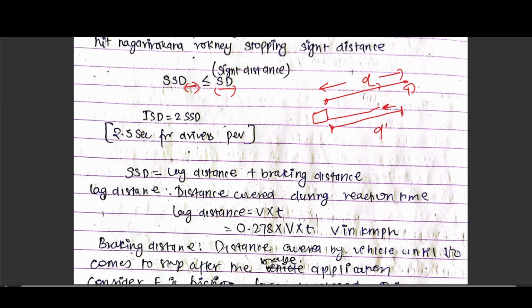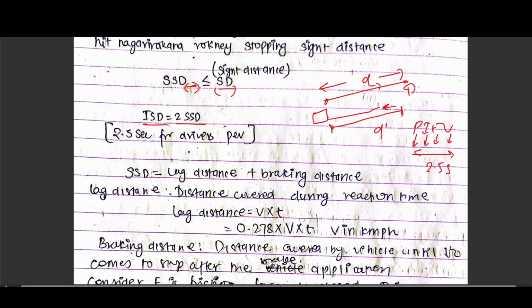All right. So the intermediate sight distance is 2 times the stopping sight distance. And what will be the driver's reaction time? The reaction time is explained by the PIEV theory: perception, intellection, emotion, and volition. How much time does it take for these four phenomena to happen? Generally it will be 2.5 seconds. But if it is given in the question, then we will be doing it with the value which is given in the question.